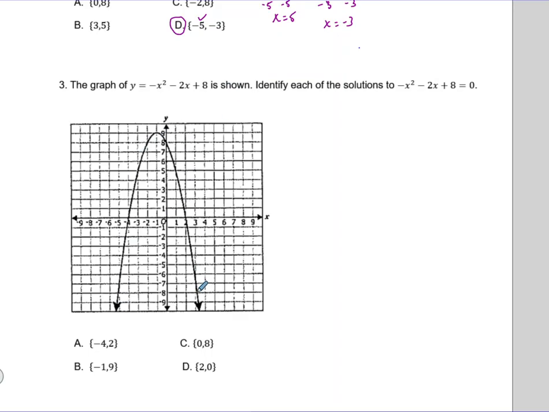All right, number 3. The graph of y equals -x squared minus 2x plus 8 is shown. So here's the graph. Identify each of the solutions. Remember, solutions are where the graph crosses the x-axis. Only the x-axis. I don't care about the y-axis. So it looks like the solutions are -4 and +2. That's it.